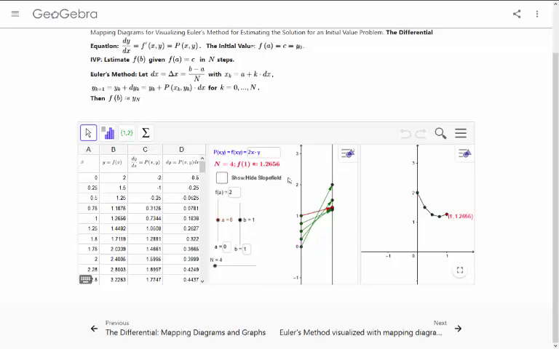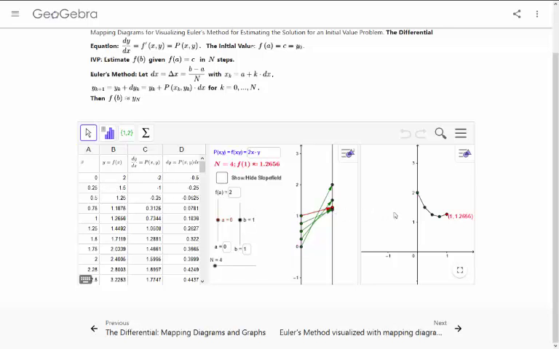That is visualized in the mapping diagram by having the input values of 0, 1/4, 1/2, 3/4, and 1, and arrows drawn to the appropriate y value determined by Euler's method, starting at 2, then down to 1.5, then down to 1.25, then down to 1.1875, and then back up to 1.2656. So each arrow is determined by the pair in the table given by the computations from Euler's method.